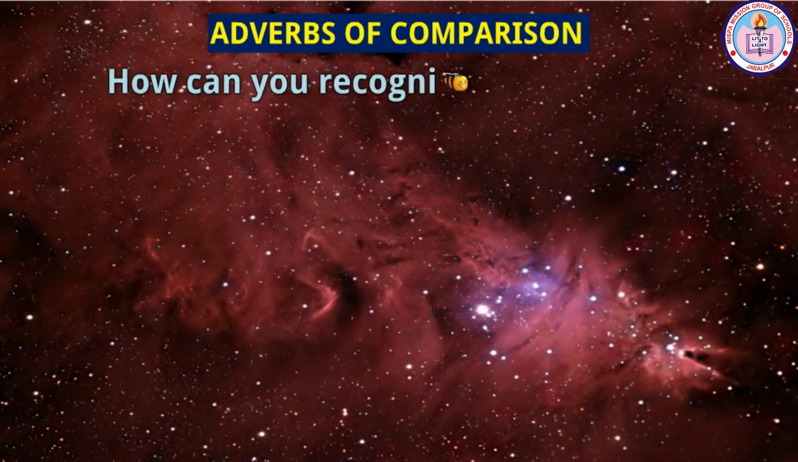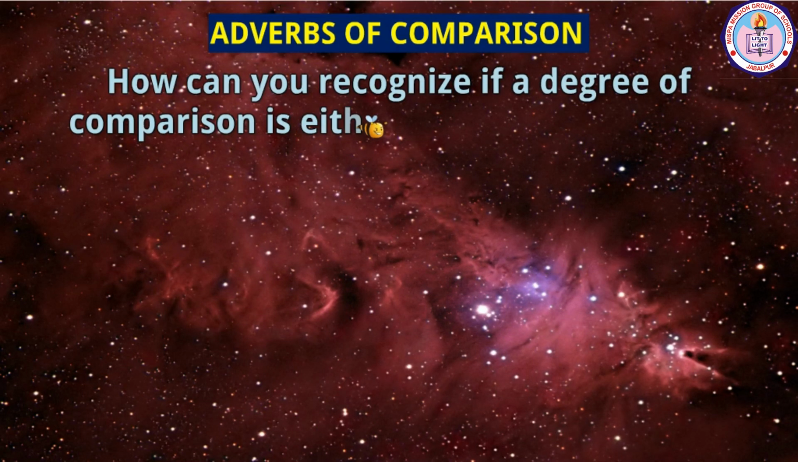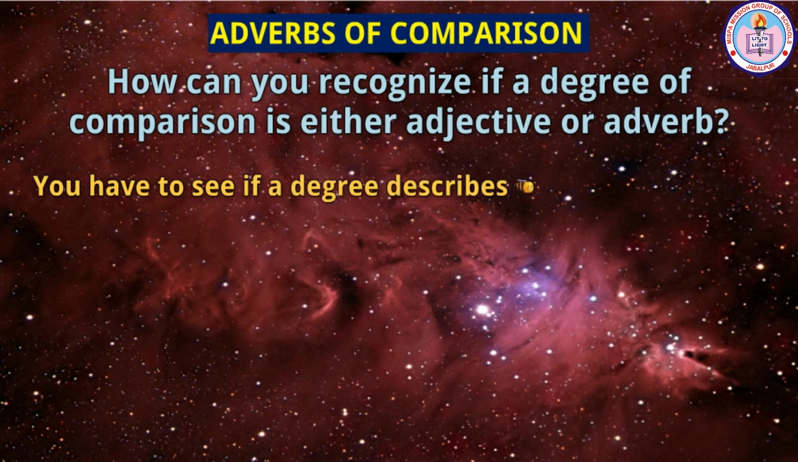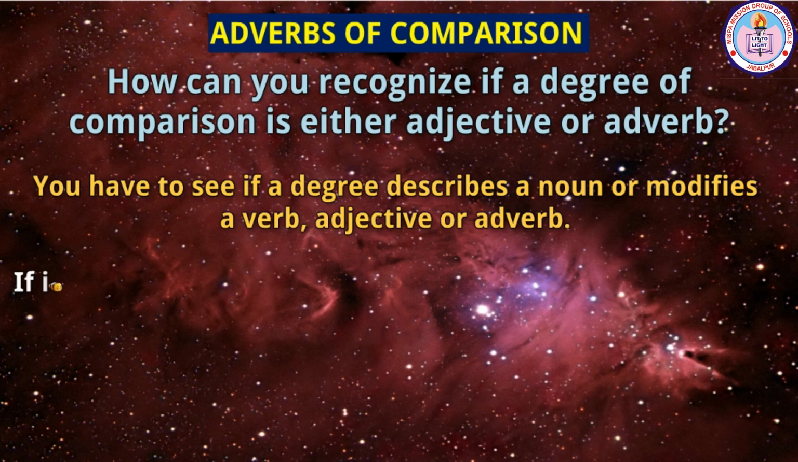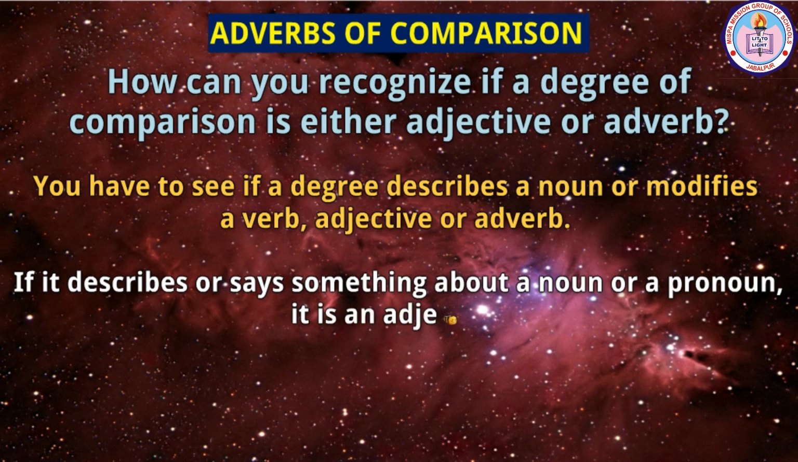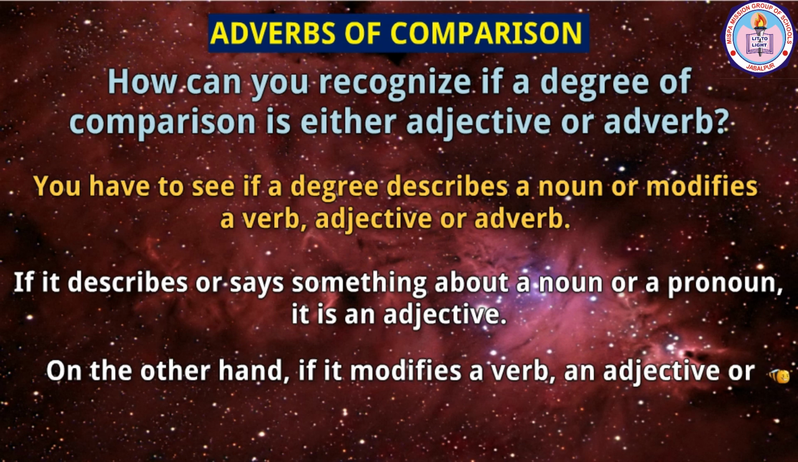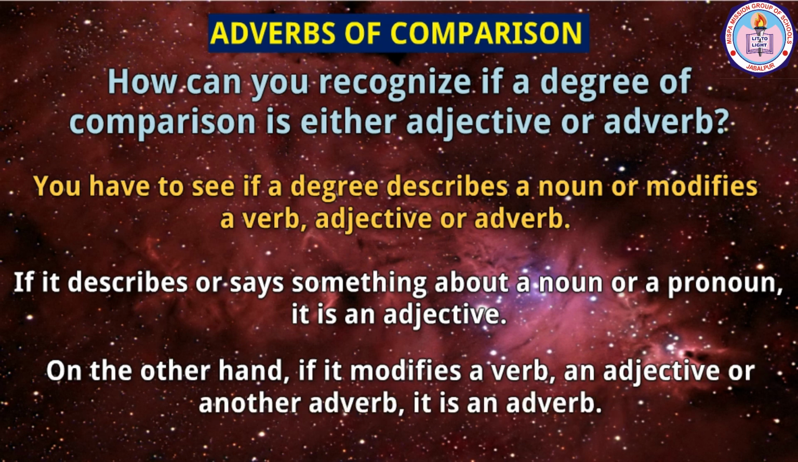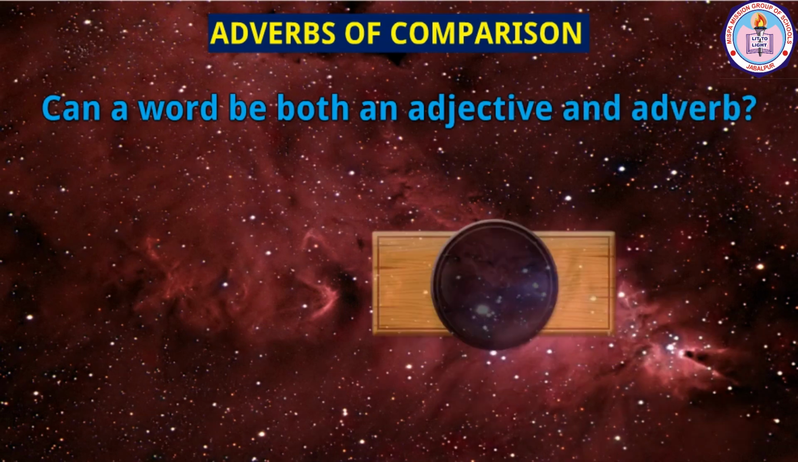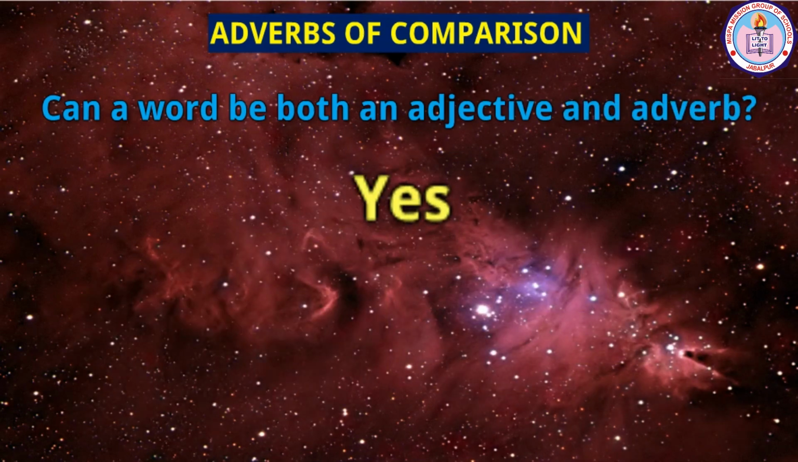How can you recognize if a degree of comparison is either adjective or adverb? It's very simple. You have to see if a degree describes a noun or modifies a verb, adjective, or adverb. If it describes or says something about a noun or a pronoun, it is an adjective. On the other hand, if it modifies a verb, an adjective, or another adverb, it is an adverb. Can a word be both an adjective and adverb? The answer is yes, in many cases.